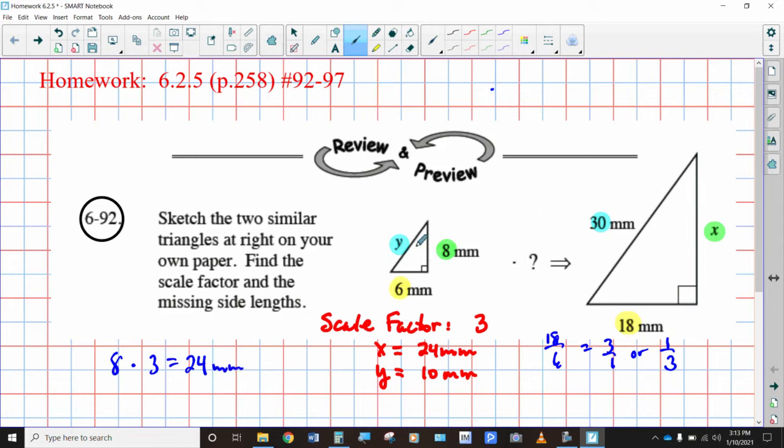And then to solve for y, we're going to make it smaller, so we're going to take 30 and multiply it times the scale factor that's going to shrink it, which would be the 1/3. And so that becomes 30 over 3, which is equal to 10 millimeters. So y has to be equal to 10, and x has to be equal to 24.